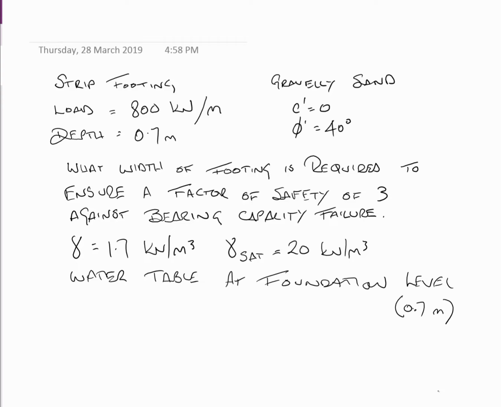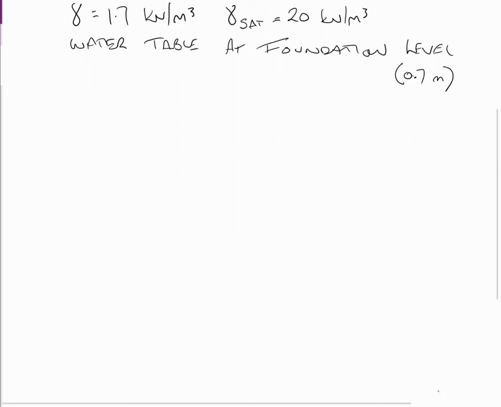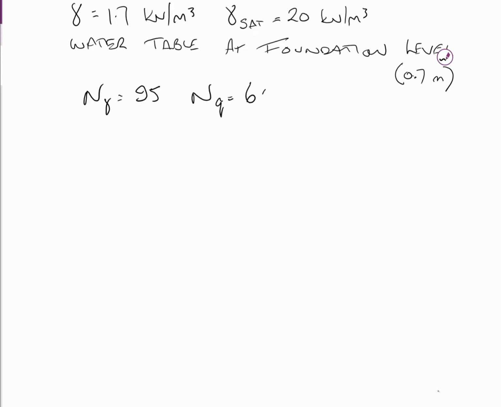Gamma above the water table is 17 kilonewtons per cubic metre, and gamma sat at the water table and below is 20 kilonewtons per cubic metre, and the water table is right at the foundation level, 0.7 metres below the surface. I'll even give you N gamma for 40 degrees is 95, and NQ is 64. There's no need for NC because cohesion is 0. They're the only two we need.